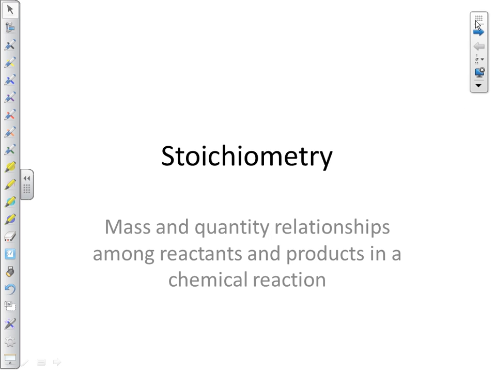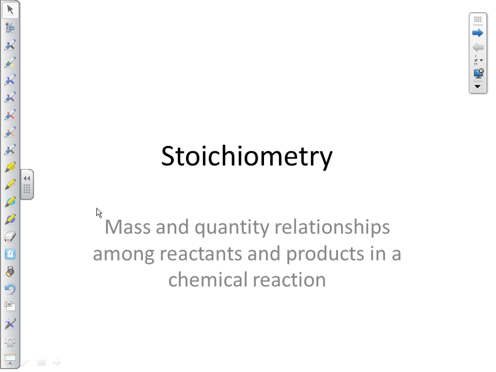So today, as I mentioned to you earlier, up until this point in this unit, we have dealt with chemical reactions from a qualitative standpoint, where we're just talking about what are the reactants, what are the products, do we have enough reactants, do we have enough products to balance it, etc. Today, we start getting into the introductory ideas of something that we call stoichiometry, which is just a fun word to say. Stoichiometry, like its definition states, which is also the first part of your outline, right? Mass and quantity relationships among reactants and products in a chemical reaction.